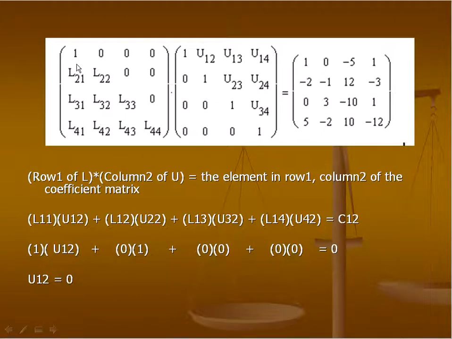Okay? So now we take row 1 times column 2 and do the same thing. We're going to take 1 times U12, 0 times 1, 0 times 0, 0 times 0 is equal to, and we multiplied row 1 times column 2, so find the element in the coefficient matrix that is in row 1, column 2, and it's the 0 right here. Again, it works out very nicely, so that everything drops out, and it tells us that U12 is equal to 0. So now we're going to plug that value into the U matrix right here.